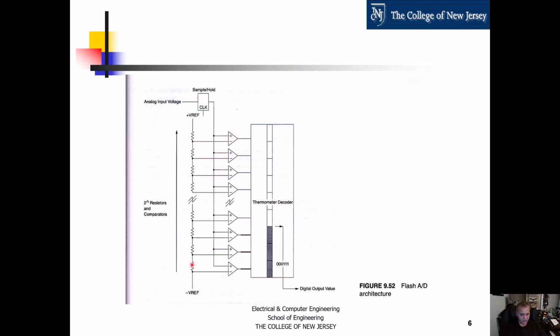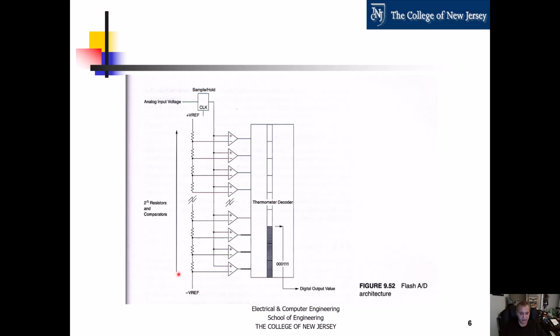comparators, and you have to have a lot of these resistors. So it is fast, but it tends to be more expensive. So you don't tend to see more than 8 bits. If you needed something like a 24-bit analog to digital converter, then you would use something like a delta sigma modulator, and you would get a lot of resolution.